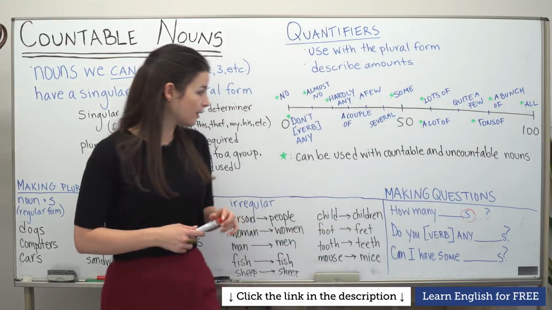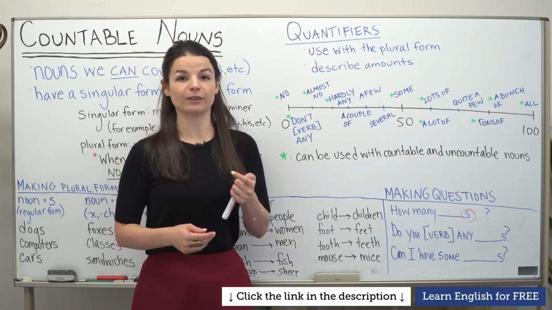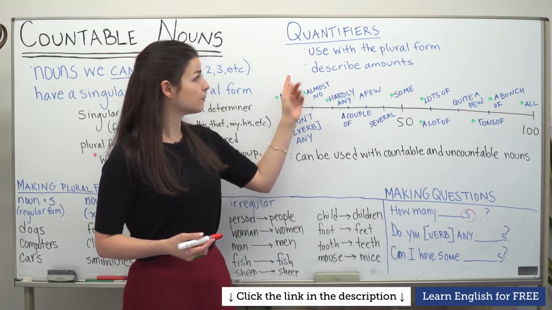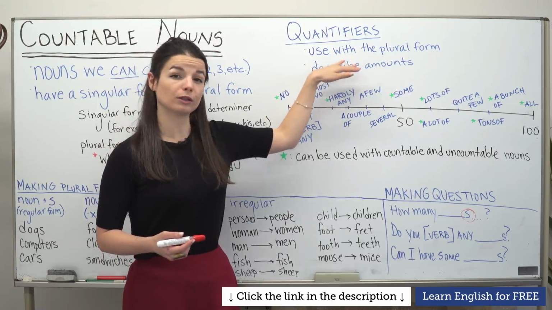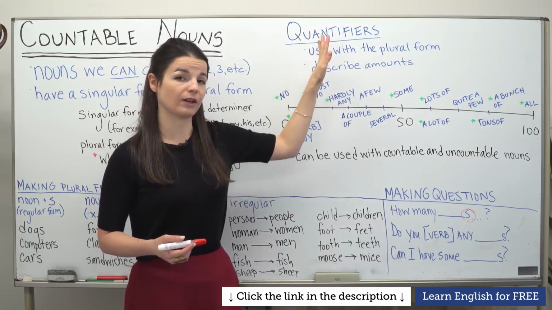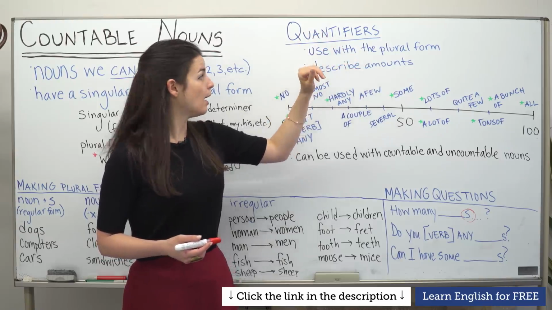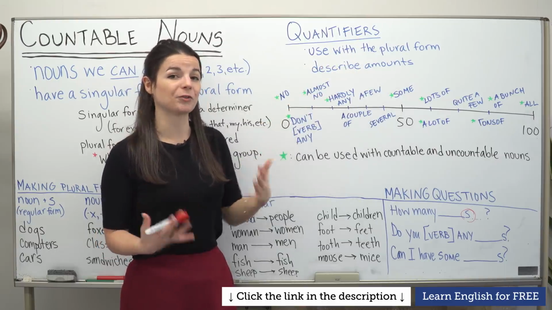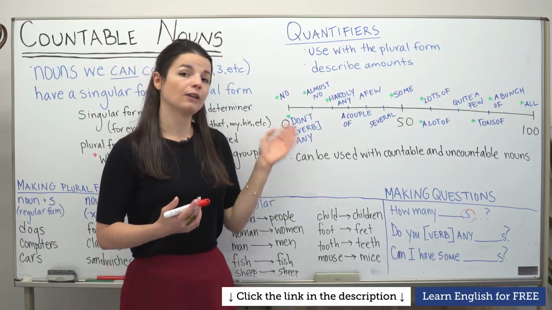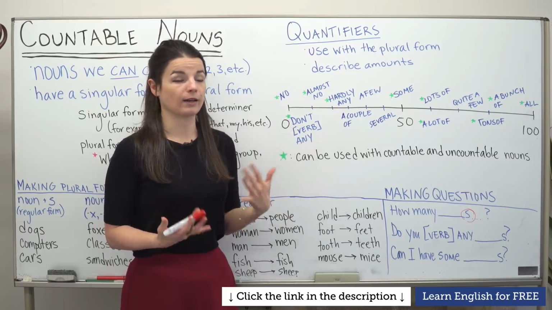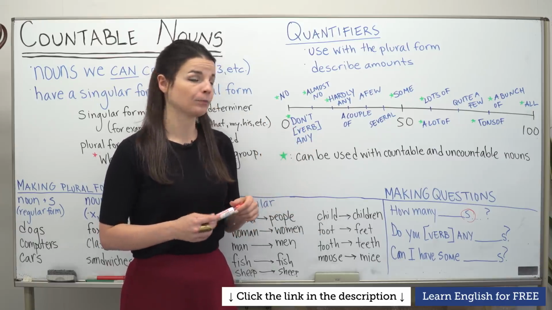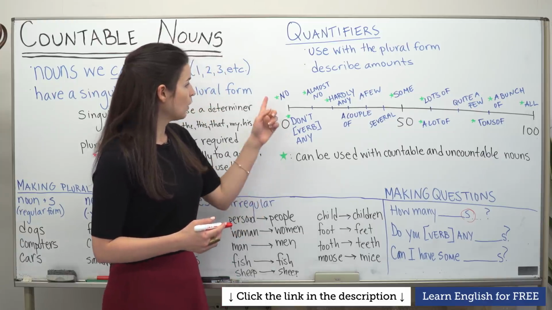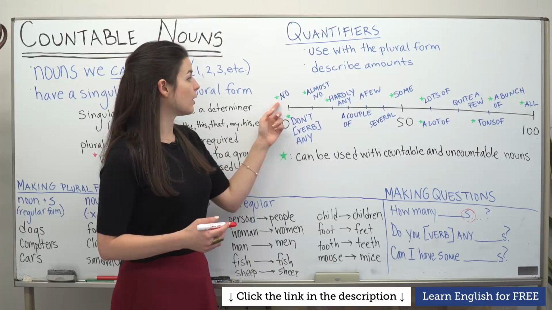All right. The last thing I want to talk about for this lesson is quantifiers. So quantifiers we use with the plural form. Please do not use quantifiers with the singular form. We use quantifiers to talk about amounts, how much or how many of something. For countable nouns, we're going to talk about how many of something we have or don't have, for example. So we can use no with a quantifier.